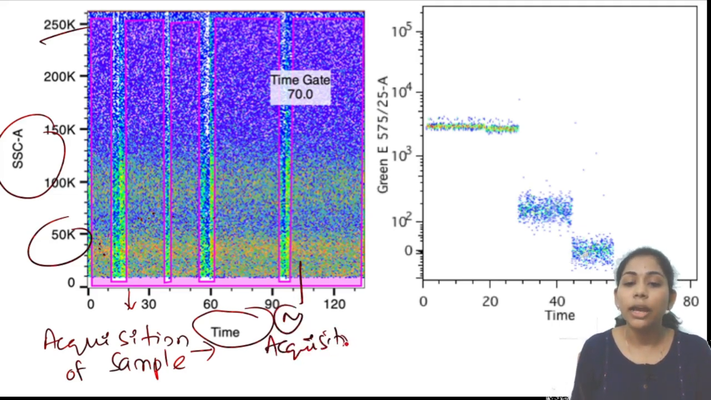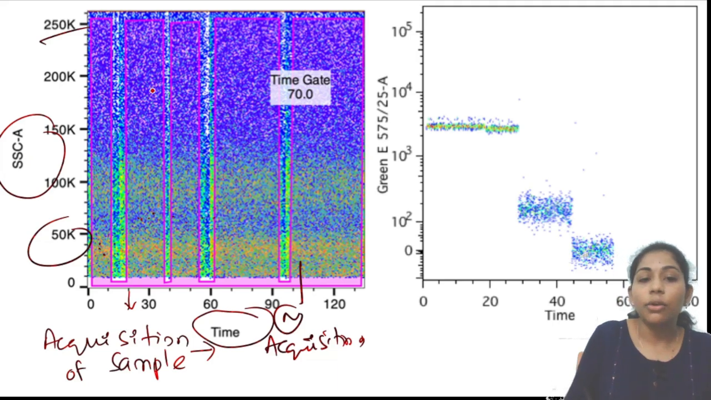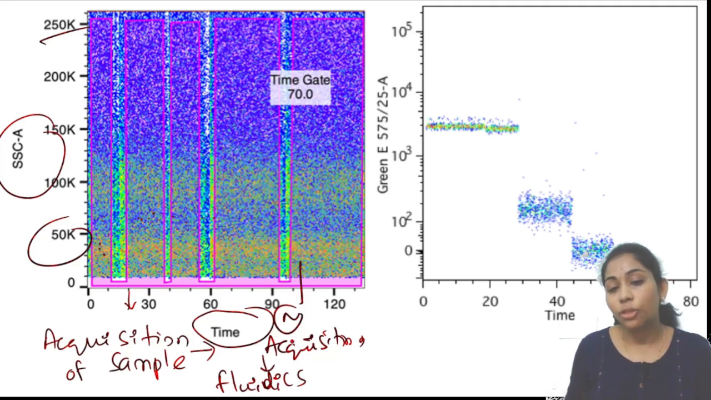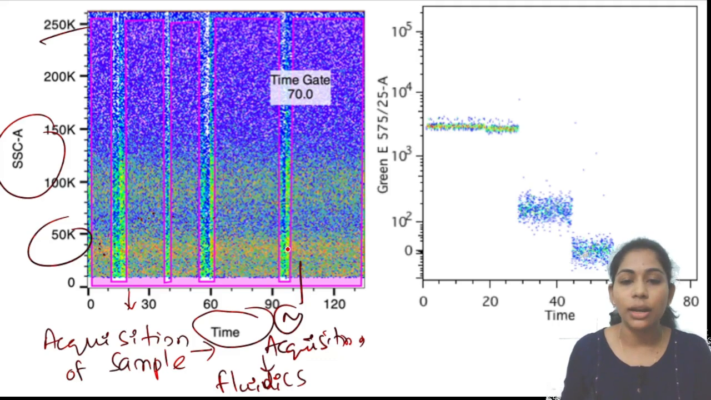I already said in the previous slides, right? What does the acquisition indicate? Which component of the flow cytometry? It is the fluidics component, right? We already discussed this. So if the acquisition is normal, the fluidics component is absolutely normal. The tubing systems are absolutely normal, right?